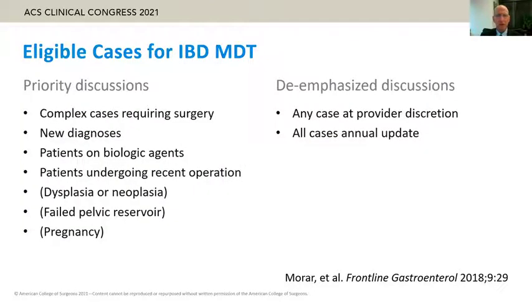For those cases that are eligible for discussion, the priority discussions would go to complex cases that are looking at a potential operation, those individuals presenting with a new diagnosis, patients who are starting or changing their biologic agent therapy, and patients who have undergone a recent operation where prophylactic therapy may be warranted. Those all come out of the UK Delphi inquiry, but what we in the US have also found appropriate would be patients with dysplasia or neoplasia complicating their disease, a failed pelvic reservoir, and individuals who are pregnant.